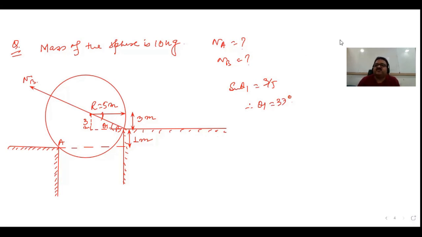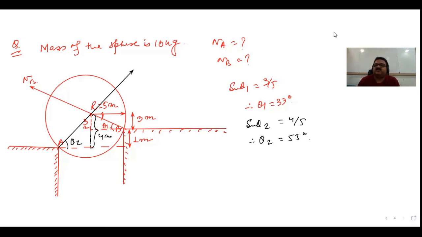Now let me do the same job for NA. Okay, so this is NA. Now let me calculate the angle in this case also. Drop a perpendicular. This is 3 meter in length, this is 1 meter in length, so total length is 4 meter. And this is supposed to be theta 2. So what we can write, height is this much, hypotenuse is this much. So sine of theta 2 is equal to 4 by 5. Therefore, theta 2 is equal to 53 degree.